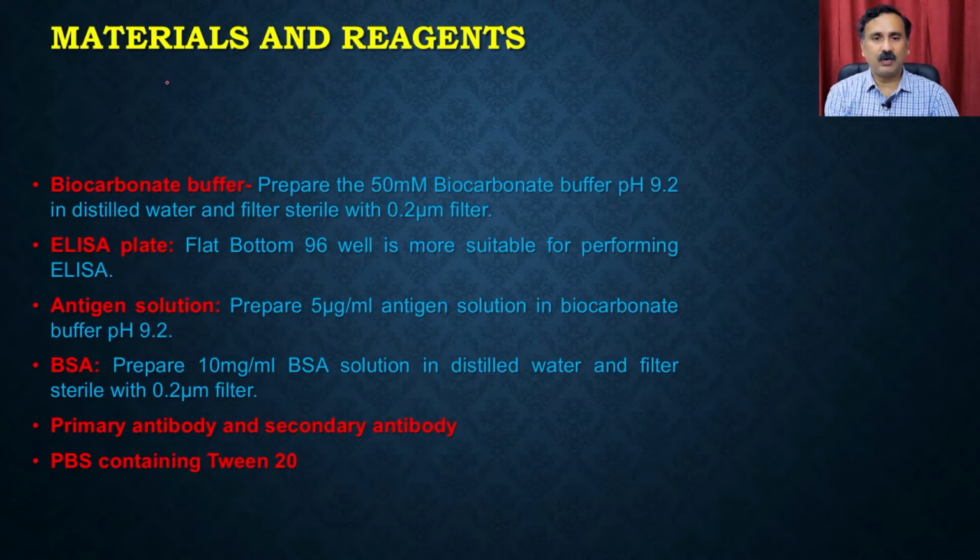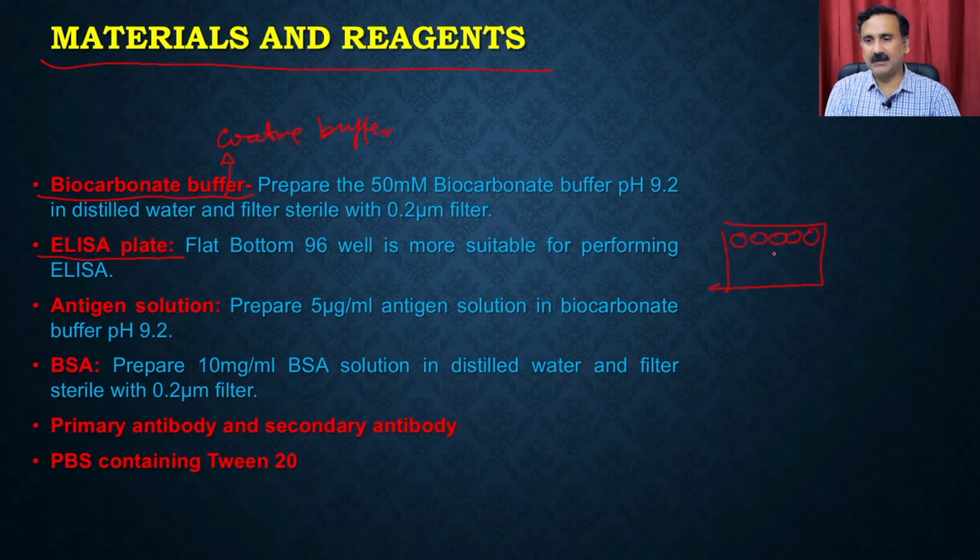What are the things you require if you want to perform this indirect ELISA? You require a bicarbonate buffer, which is also called a coating buffer. Then you require the ELISA plate. So you require a 96-well ELISA plate. In the 96-well ELISA plate, you have 96 vessels, or wells, so that you can use them for different types of reactions.